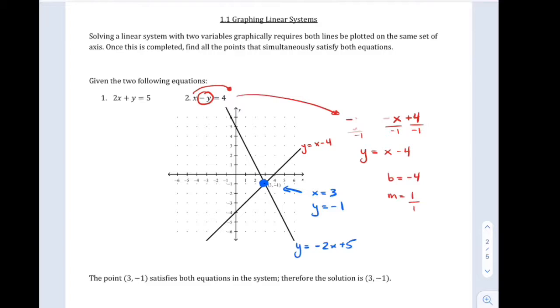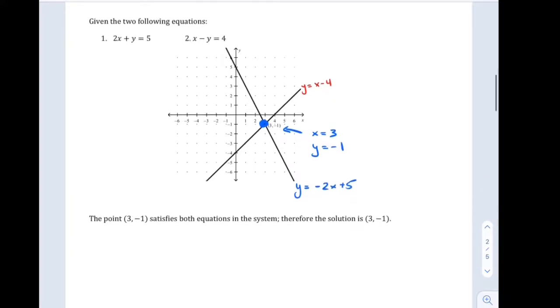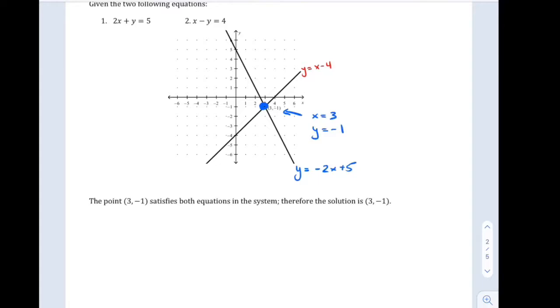I'll take off all this work here on the right, just so there's not too much on here and we're not confused. But that's the idea. We have our two equations, and I find out where they intersect. 3 and -1. So what's significant about 3 and -1? Well, 3 and -1 is the only point that I can plug into both of these equations that will make the left and right side balance. We say that it satisfies the equation.